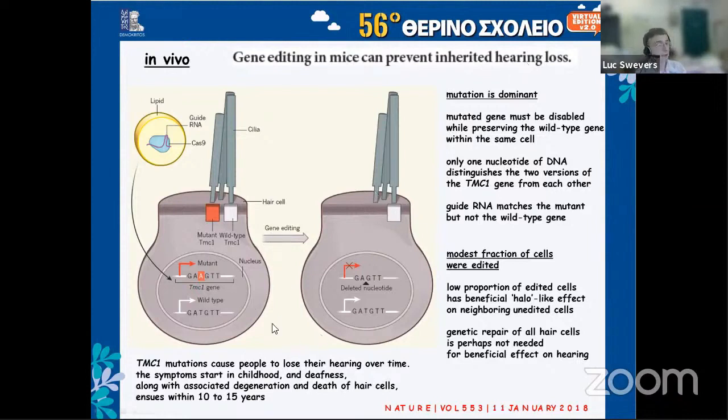So in a mouse model, they have tried to correct this and they were successful. They injected the CRISPR-Cas system into the inner ear in the form of a lipid nanoparticle that encapsulated the Cas9 protein in complex with the guide RNAs. And what they realized was to delete this adenosine. Actually, they then inactivated this dominant gene, which led to the improvement of the condition.